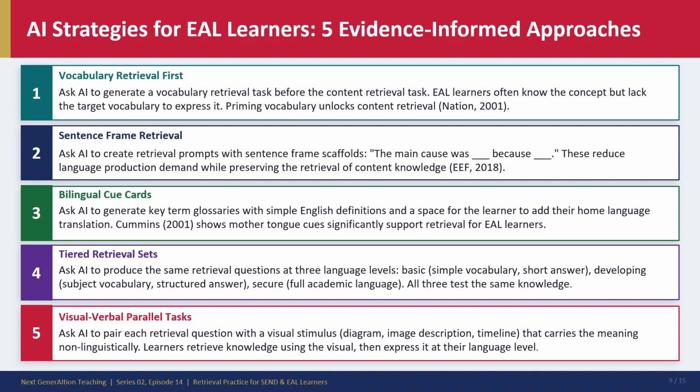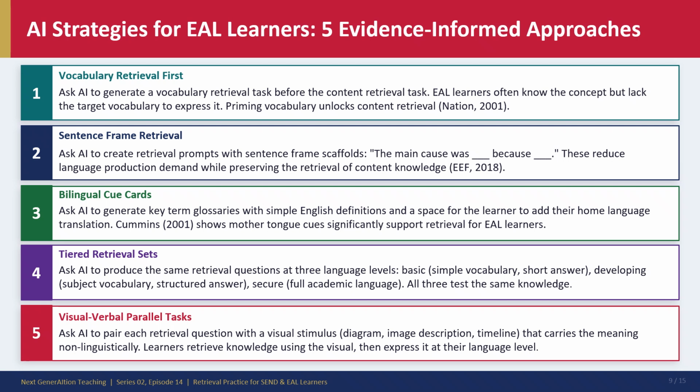Strategy 3 is bilingual cue cards. Ask AI to generate key term glossaries with simple English definitions and a column for the learner to add their home language translation. Cummins' 2001 research on cross-linguistic transfer is explicit. Mother tongue cues support retrieval for bilingual learners. This is not a concession, it's a research-endorsed scaffold.